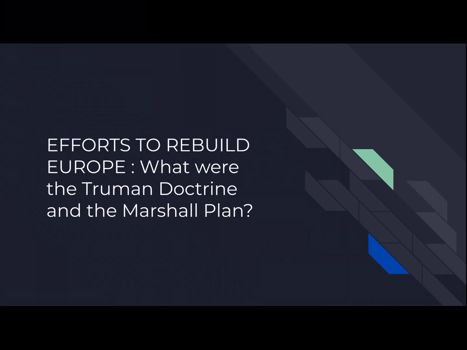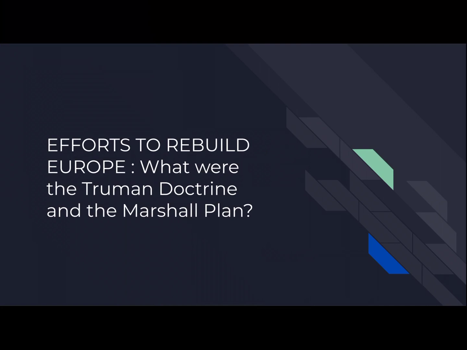Truman's first test of containment was when Greece and Turkey needed economic and military aid in 1947. In the Truman Doctrine, the president argued that aid should be sent to any nation trying to stop communists from taking over. Congress agreed. Aid was sent to Turkey and Greece.